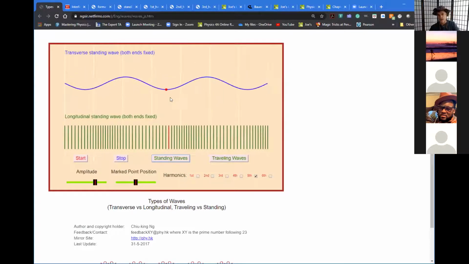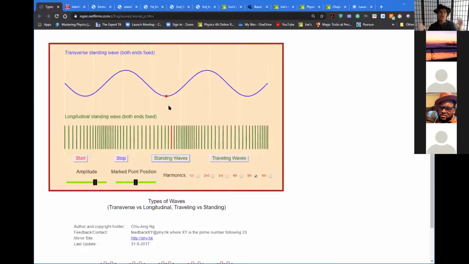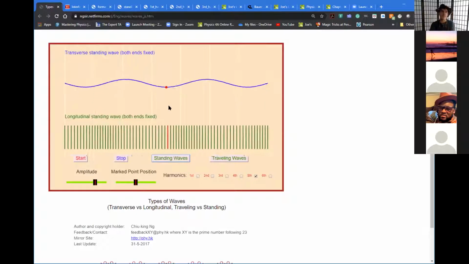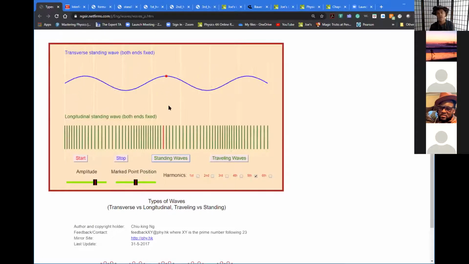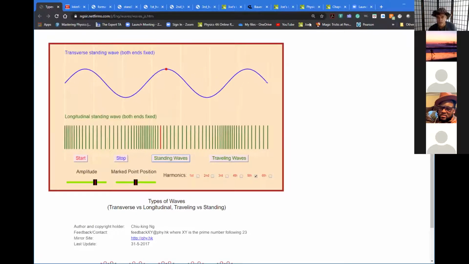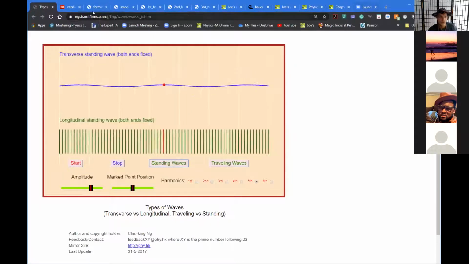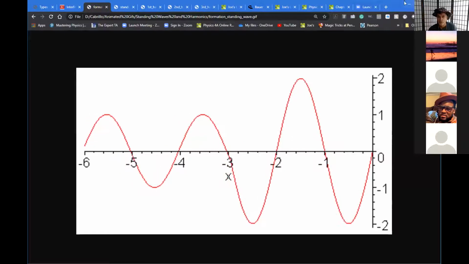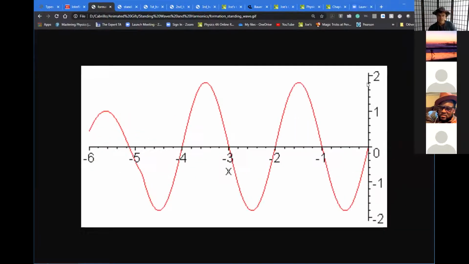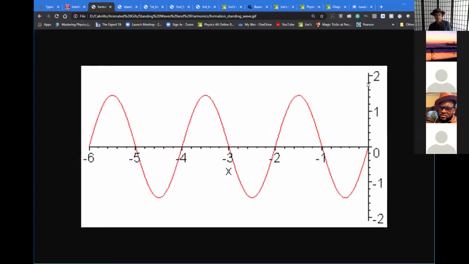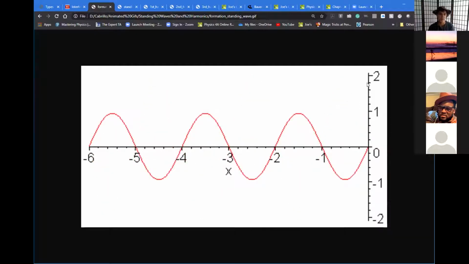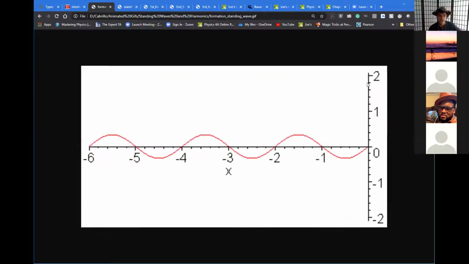Right now, I have the red dot on what's called the antinode. It's where I have a maximum amplitude, and that's where constructive interference is happening. So what you'll see, formation. Okay, so let's let this animation restart. And I really wish I could have shown you this demo in class because it's badass.